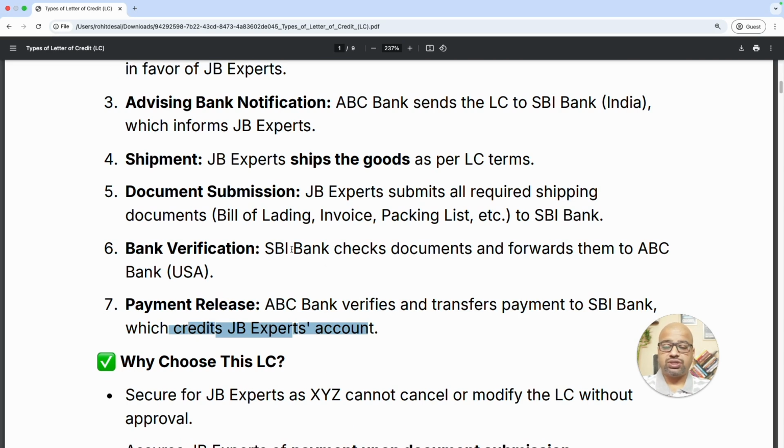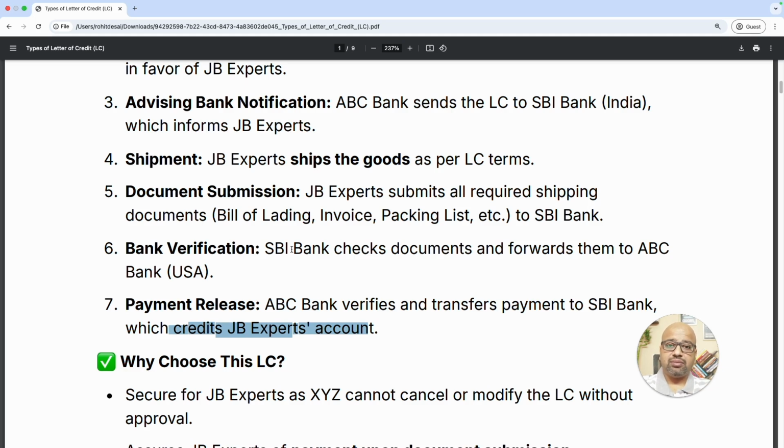So the whole process of LC is simple. It's going to be exactly the same. You get the information, you do the contract. Based on your contract, you ask the buyer to get an LC. The draft LC comes to your bank, you are informed, then you go and approve that LC, and then the LC is drafted completely.